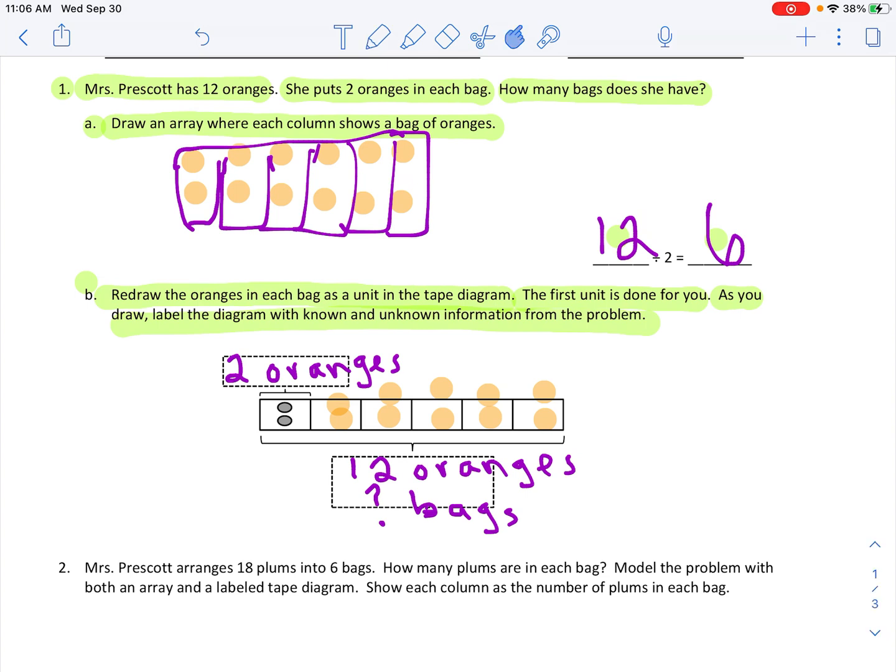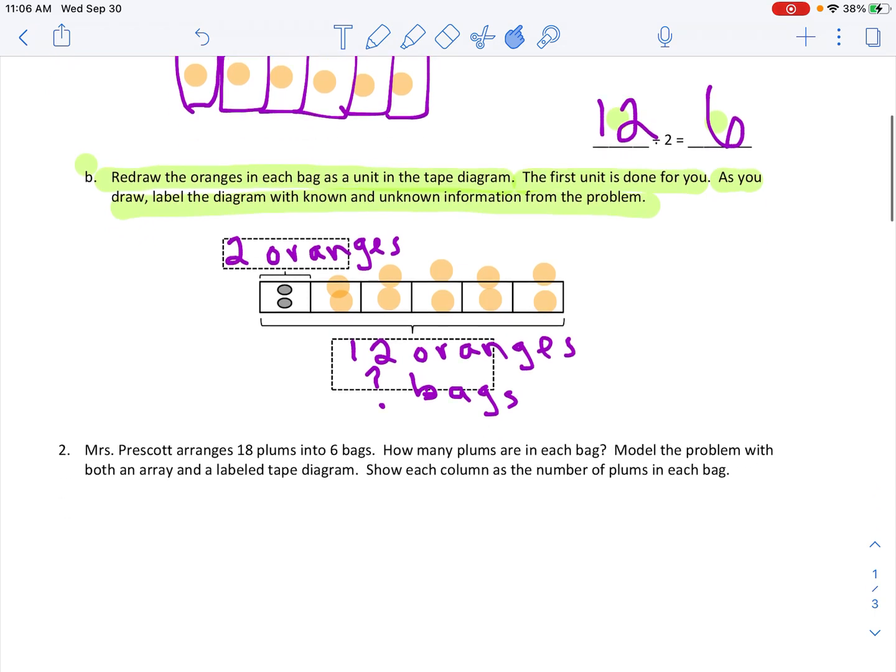All right. Your problem for number 1 on the homework page won't be about oranges and Mrs. Prescott, but it will be about pears and Fred. He has some pears that he is going to put in some bags. So that's what your problem is going to look like on your homework page. Let's go down to number 2.